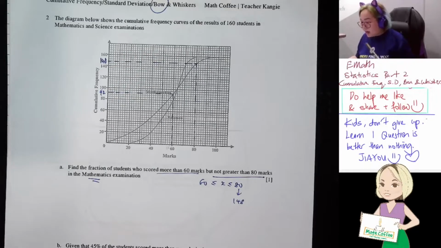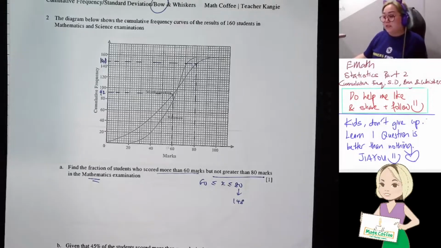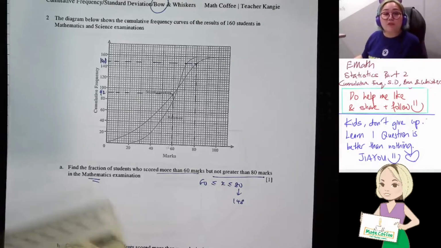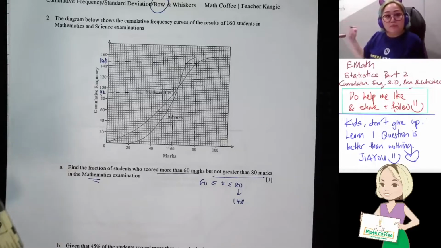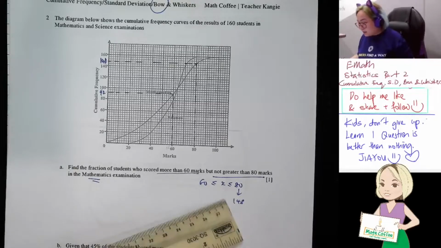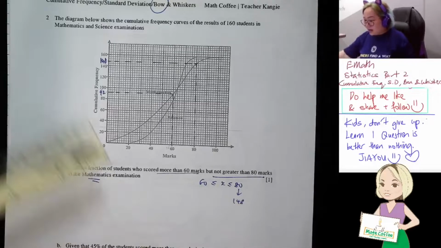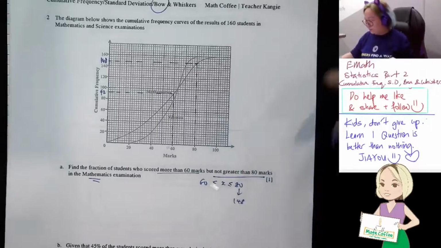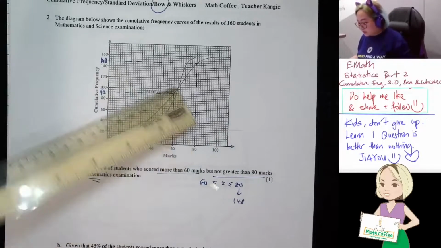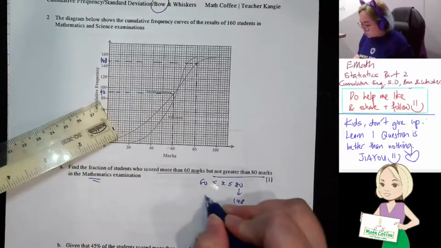I agree with what you mentioned. You mentioned more than 60 is not included. But on the cumulative frequency, we are not able to see whether less than or more than. Okay, can I remove this equal? Okay, but we still go to the 60 and find this number, which is 92.